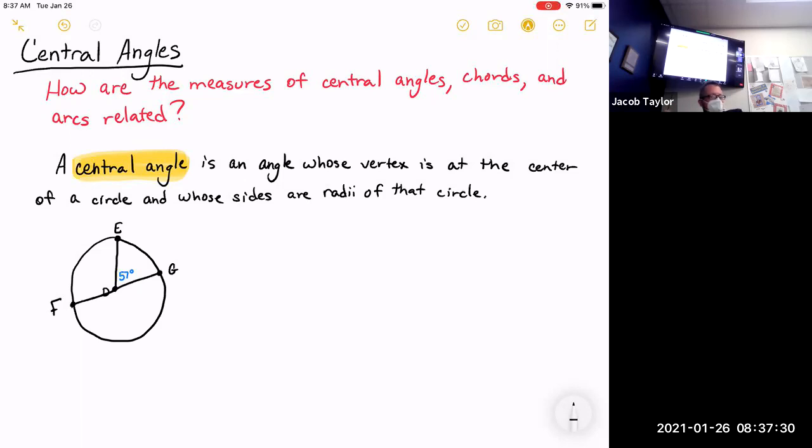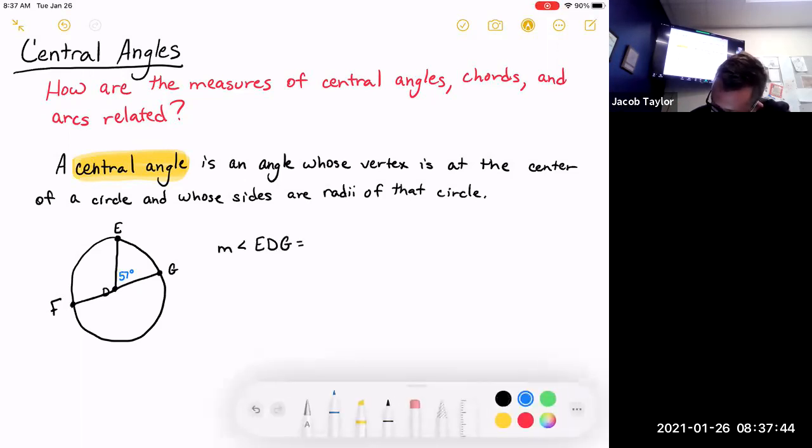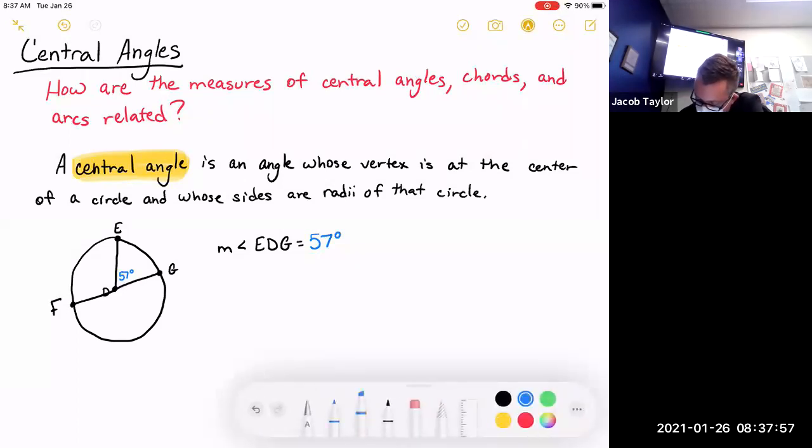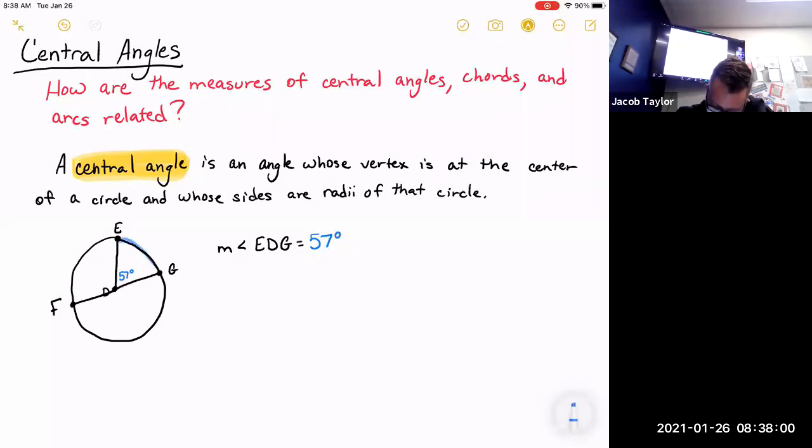What's the one that I labeled? What's the name of the angle? EDG is a central angle. And the measure of angle EDG is 57 degrees. I touched on this a little bit in our last lesson about parts of circles, but the relationship between central angles and the arcs formed by those angles is equal. So this arc right here, arc EG, which is formed by the 2 radii DG and DE, is also equal to 57 degrees.